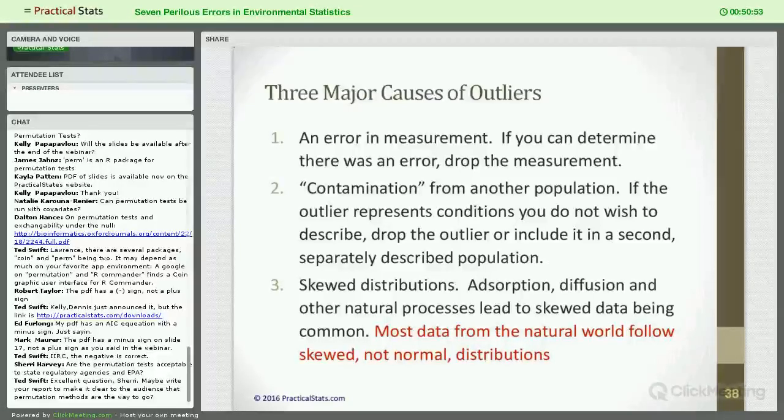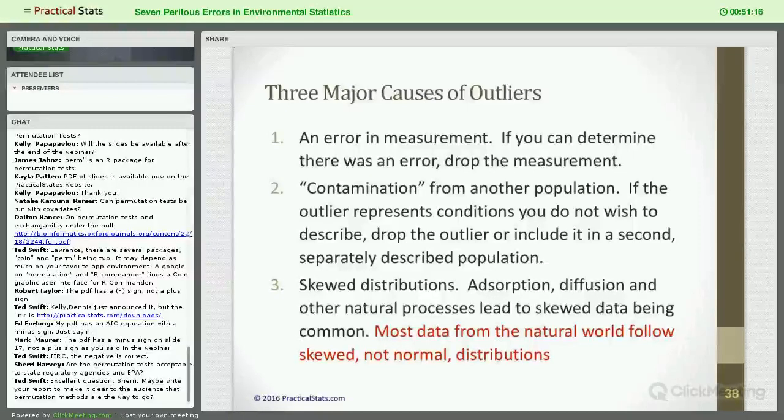If you want to describe the site and its characteristics, maybe compute a mean and think about the total mass that's in that site in the soils or in the water, then those data should be included. If you're trying to define background, then those should not be included. So this decision is one that's made by you as a scientist, not by a statistical test.